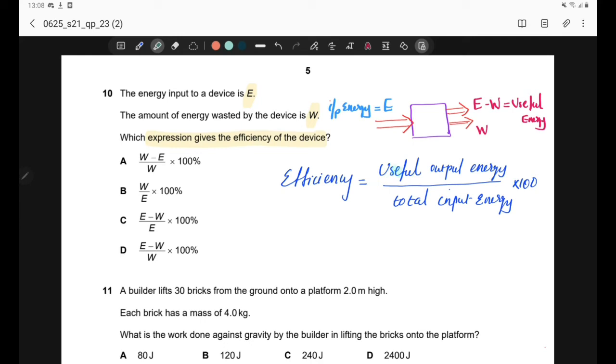So we have the value of useful output energy, that is E minus W. So we can write useful output energy, E minus W, over total input energy. The total input energy is simply E, times 100. This is the equation of efficiency. Therefore the correct answer is option C.